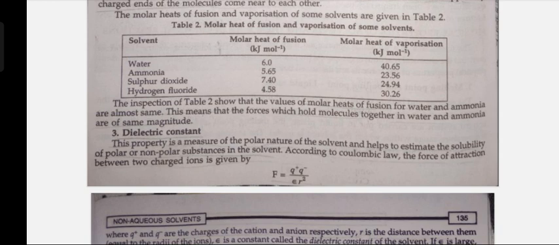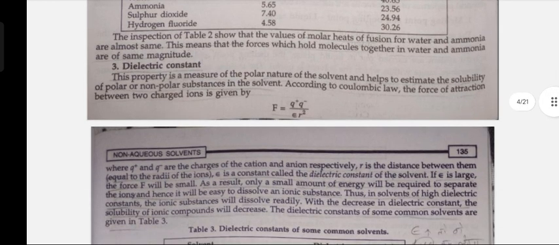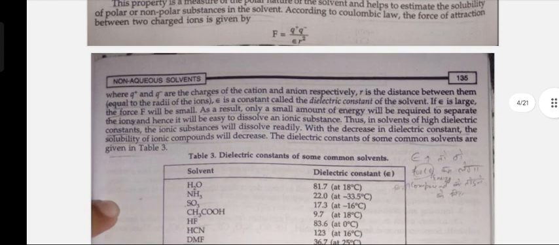Dielectric constant. The third property, the dielectric constant, is a measure of the polar nature of the solvent and helps to estimate the solubility of polar or non-polar substances in the solvent. According to Coulomb's law, the force of attraction between two oppositely charged ions is given by the formula F equals Q plus times Q minus upon epsilon naught r squared, where Q plus and Q minus are the charges of the cation and anion respectively, r is the distance, and epsilon is a constant called the dielectric constant of the liquid.